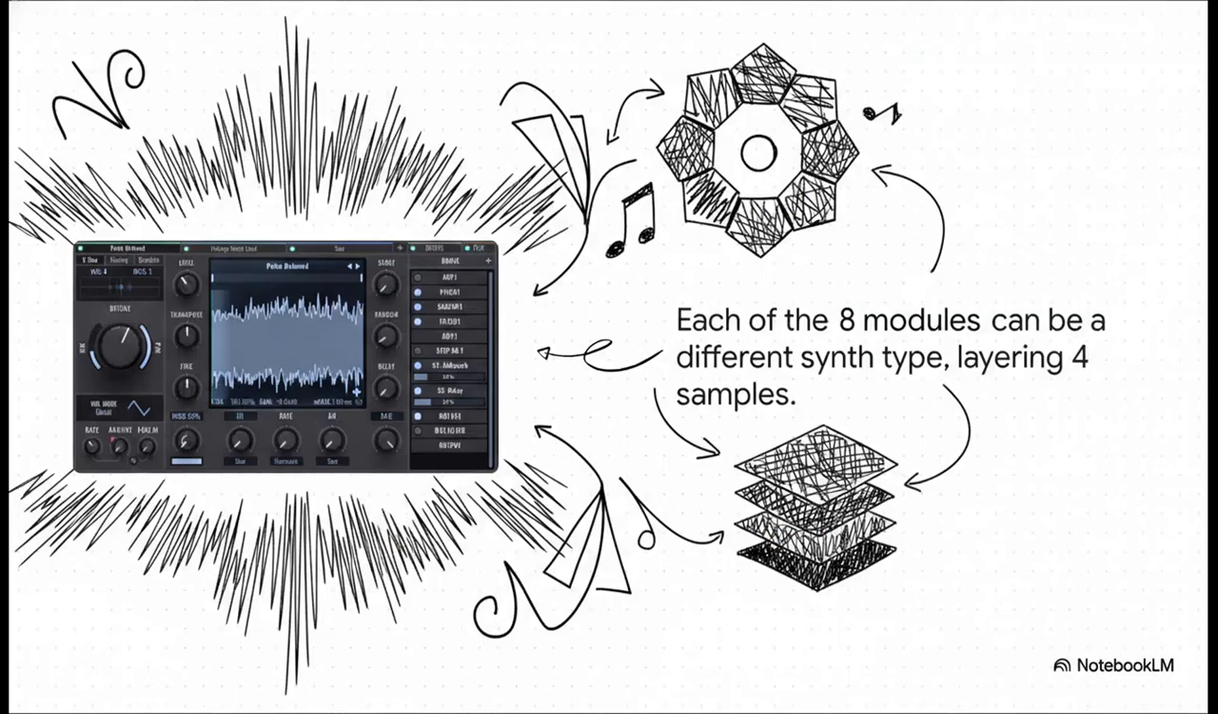But here's the thing, it's not just about having a huge list of synthesis types. The real magic is in how you can combine them. Each of these 8 oscillator modules can be a completely different type of synth, so you can stack and layer these different voices to create these incredibly rich, complex sounds that you just couldn't get with a simpler synth. Seriously, imagine layering a gritty wavetable sound with a beautiful, lush multi-sample. That's the kind of power we are talking about here.